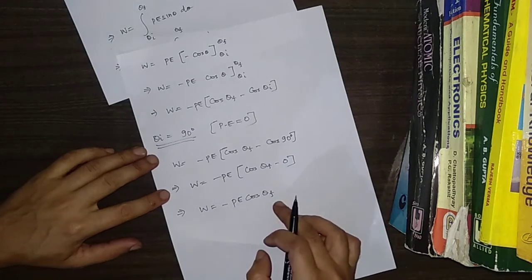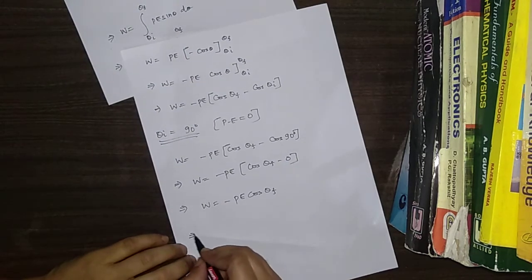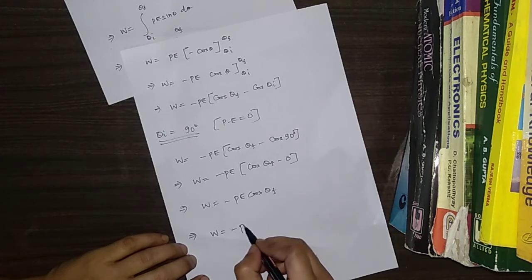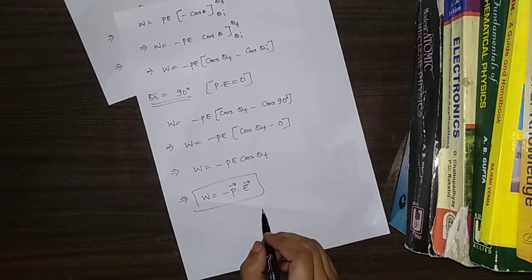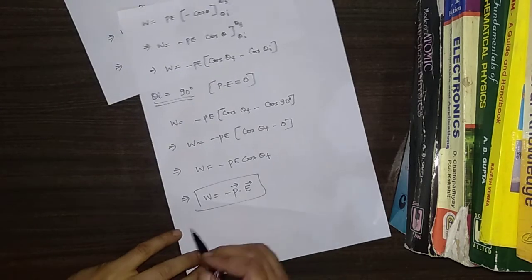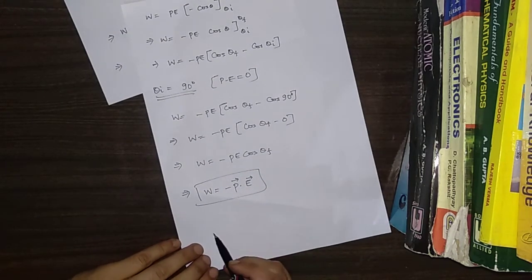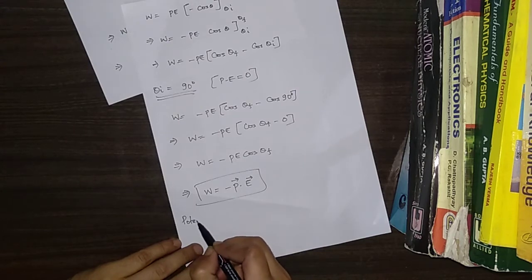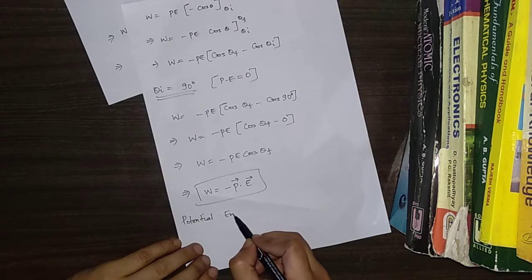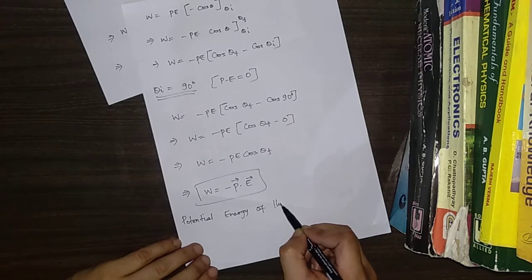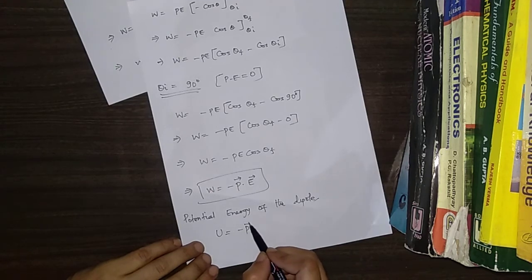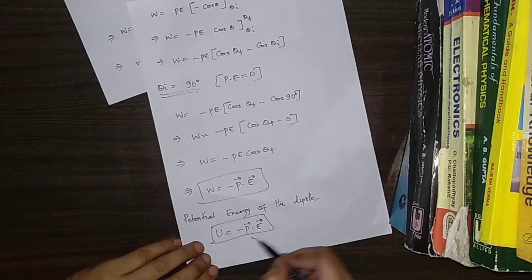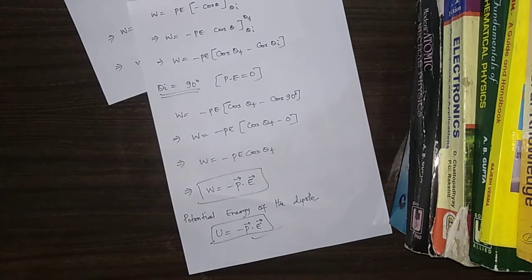This can also be written as the dot product between P and E. So W is equal to minus P dot E, where P dot E is PE cos theta. This is the work done in rotating this dipole in an electric field from theta I to theta f, and this work will be stored as the potential energy of the dipole. Therefore, the potential energy of the dipole, U, will be minus P dot E. So this was for today. Thank you.